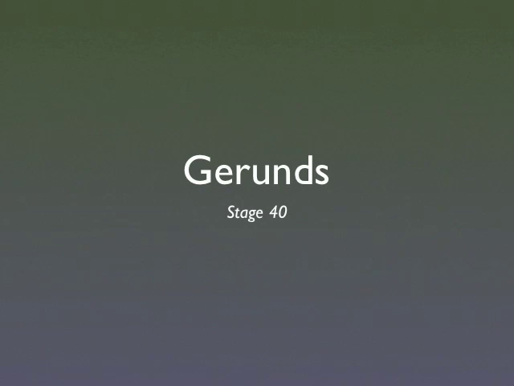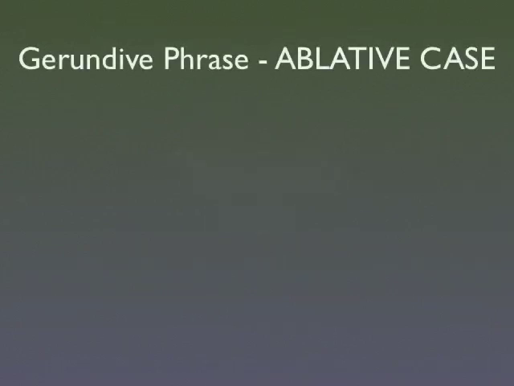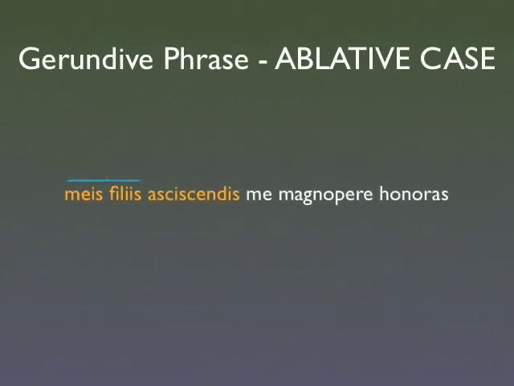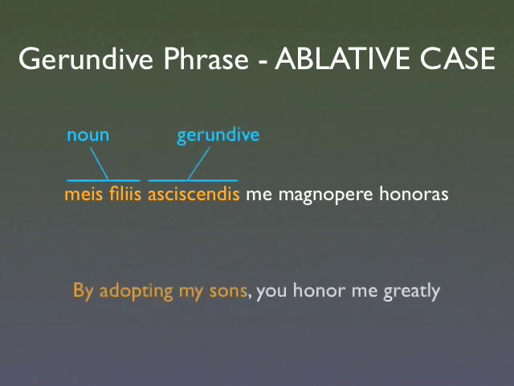Last stage, we learned about how gerundives can describe nouns. Remember, gerundives are participles, which means, in the most basic sense, they're a fancy form of adjective. When gerundives describe nouns, they're translated into English as -ing. For example, here's the gerundive describing a noun in the ablative. Meis filiis asciscendis me magnopere honoras. By, that's the ablative, adopting my sons, you honor me greatly.